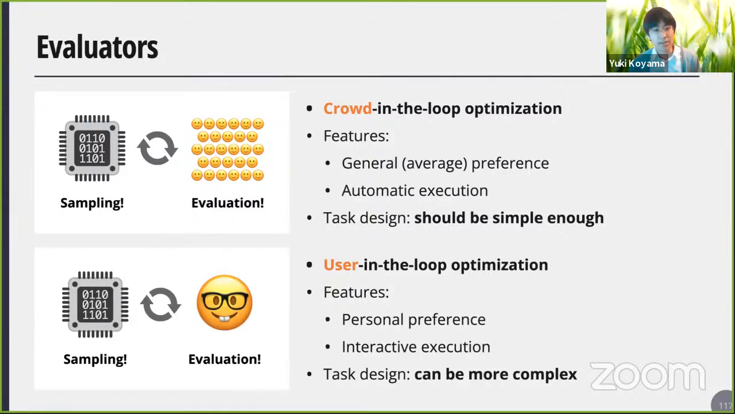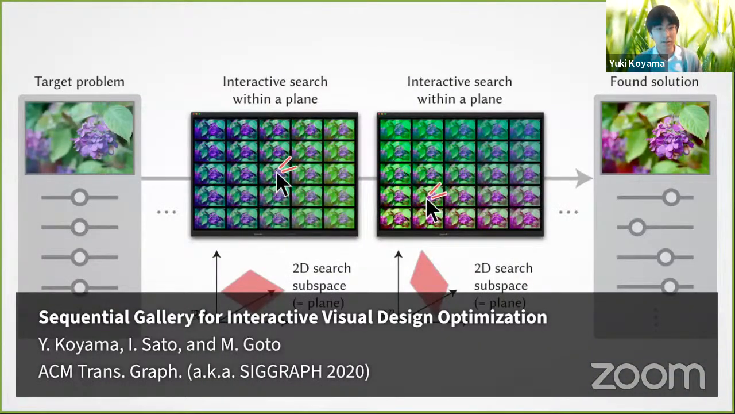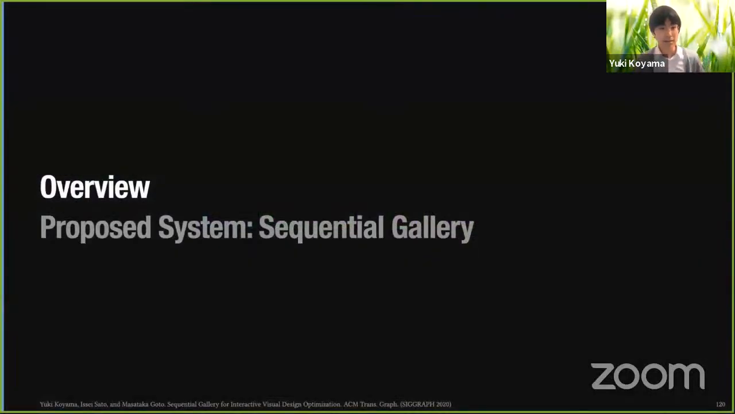The other one is user-in-the-loop optimization, in which a single user is repeatedly asked to perform perceptual assessment interactively. In this case, the task design can be a little more complex compared to the crowdsourcing setting. Now, let me explain our recent work about user-in-the-loop optimization. This work was published at SIGGRAPH last year. In this work, we take a user-in-the-loop approach and propose a system called Sequential Gallery.